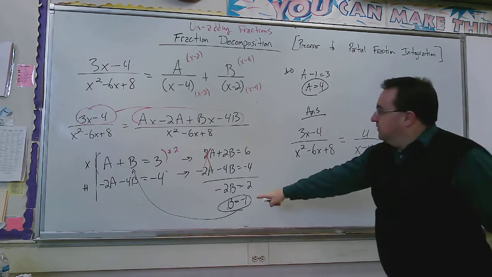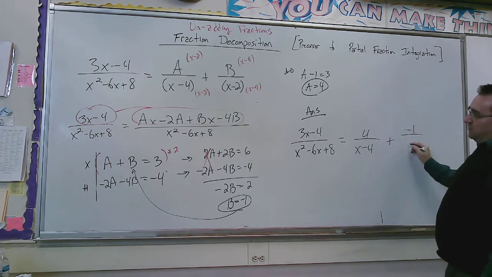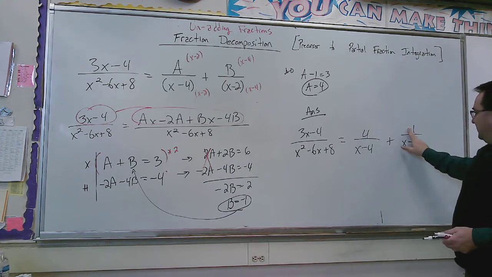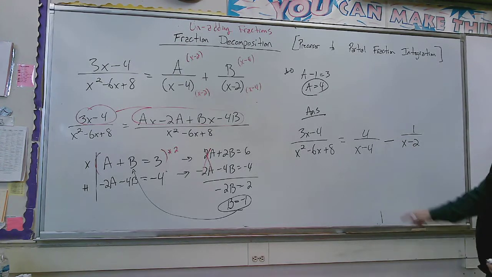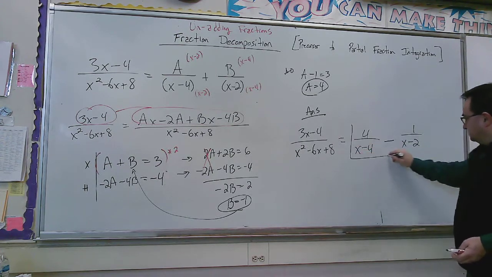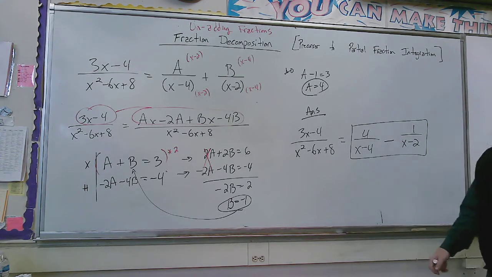And B goes over the x minus 2. Now, I could write plus a minus 1 over x minus 2, but that's just weird. This is the same as minus 1, right? 4 minus, right? So that would be my answer right there. That is that decomposed. Just doing a quick mental check here. Yeah, that works. Okay, I hope that was a little clearer.